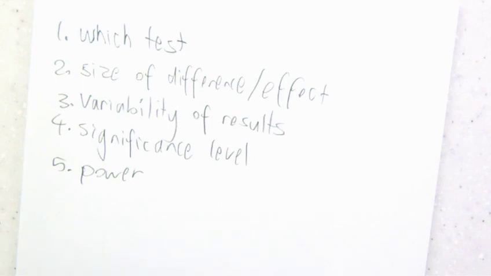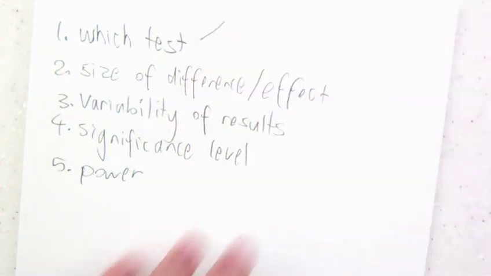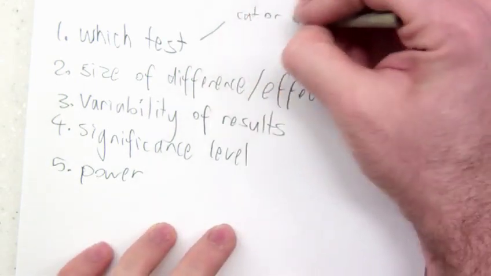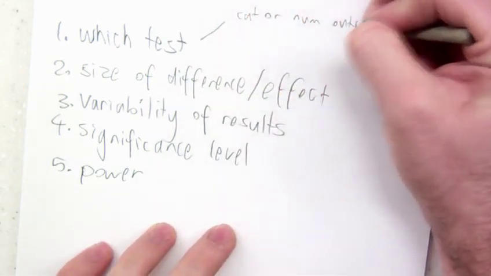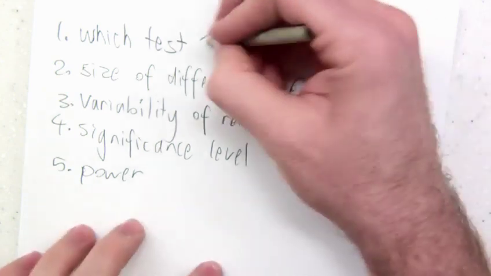And there are 2 bits of information about which test. One of them is whether it's based on categorical and numerical outcomes. And the other one is whether it uses repeated measures or independent groups.